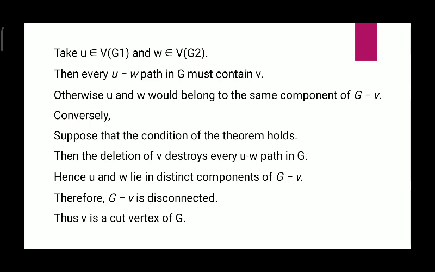So conversely, assume that the condition of the theorem holds good. Then the deletion of the vertex V destroys every UW path in G. Hence U and W belong to distinct components of G minus V. Therefore G minus V is disconnected. Hence V must be a cut vertex of G.